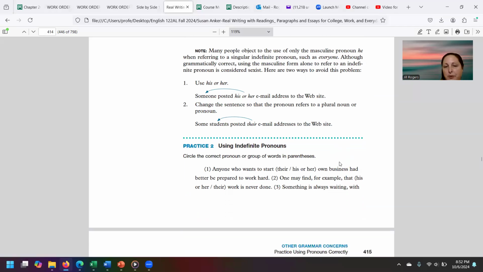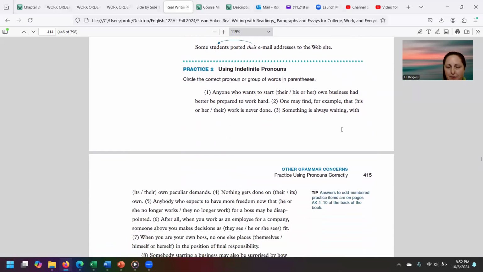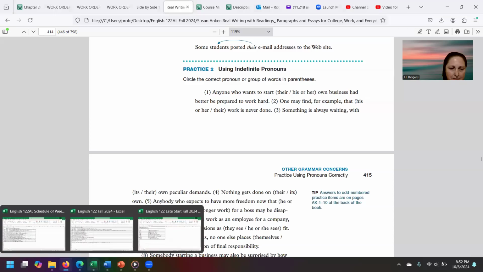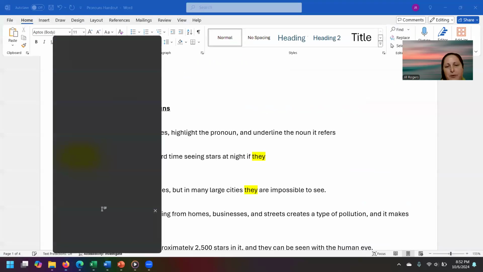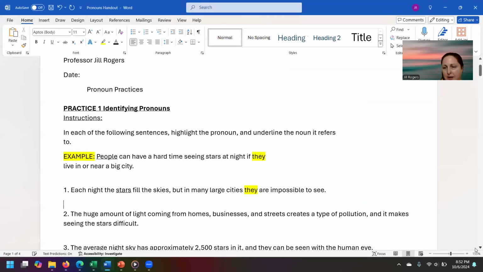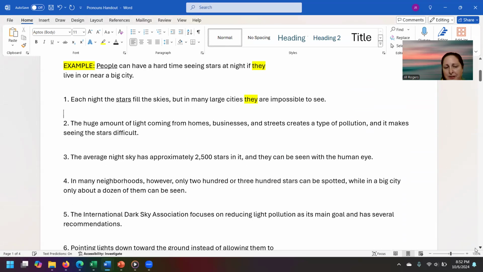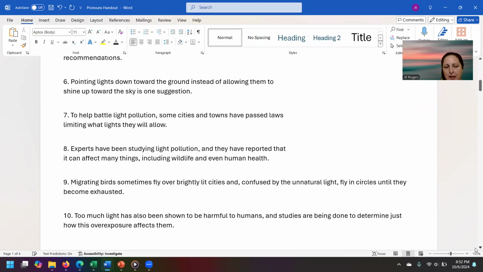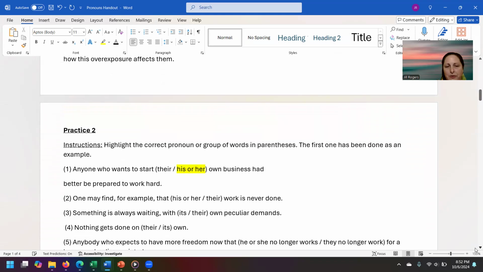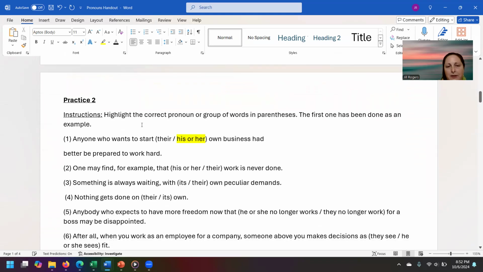Okay, so for the indefinite pronouns, you can read it here. It is one paragraph, but on the handout that I will give you in class, it is separated just so it's easier for you to complete. It starts on page 2, and here we see, highlight the correct pronoun or group of words in parentheses. The first one has been done for you as an example. So take a look. Anyone who wants to start, anyone, right?